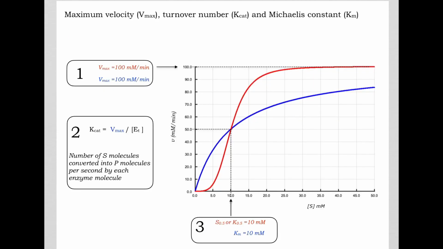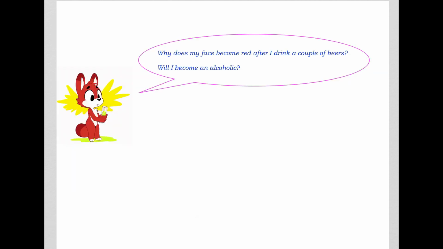We previously discussed how to obtain three important enzyme kinetic values, Vmax, Kcat, as well as Km. So let's try to answer this question using enzyme kinetics. Number one, why does my face become red after I drink a couple of beers? Number two, will I become an alcoholic?